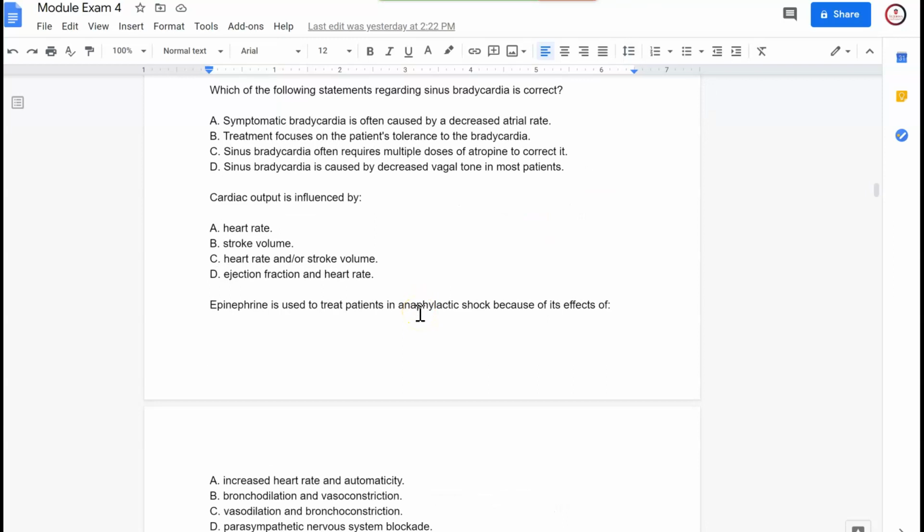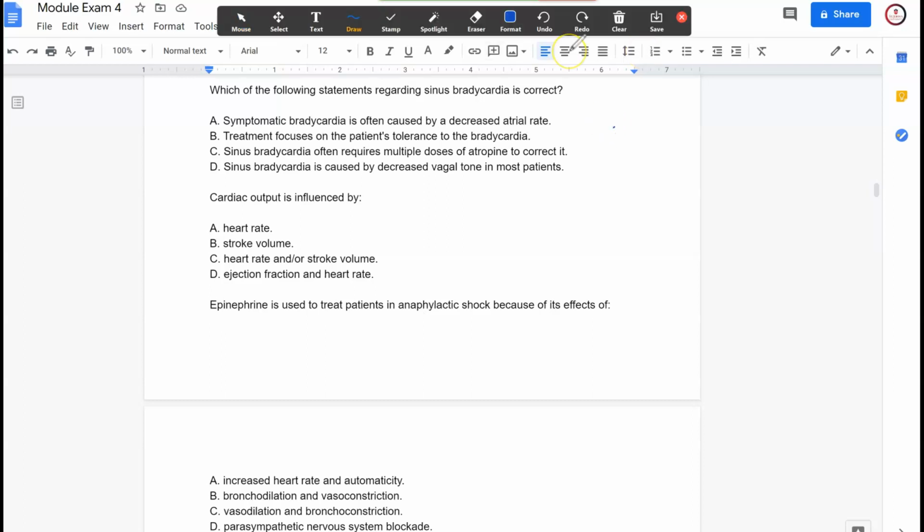Which of the following statements regarding sinus bradycardia is correct? Symptomatic bradycardia is caused by decreased atrial rate. No, not necessarily. Treatment focuses on the patient's tolerance to the bradycardia. Yeah, so far. Because, just like that gym question, are you treating that guy with a heart rate of 46 who happens to be in really good shape?